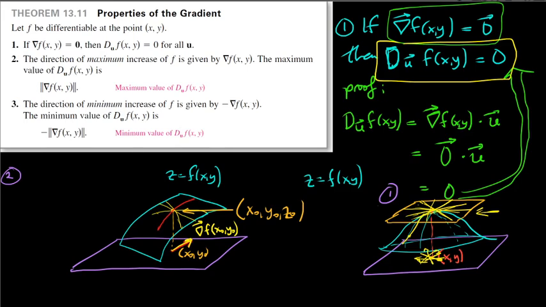Okay. Now, number 3, so now they want the direction of the minimum increase. And so for that, you just go in the opposite direction. So here you just go this way, and now you're going straight down the hill in the steepest way possible. So this will be just a vector in the opposite direction.